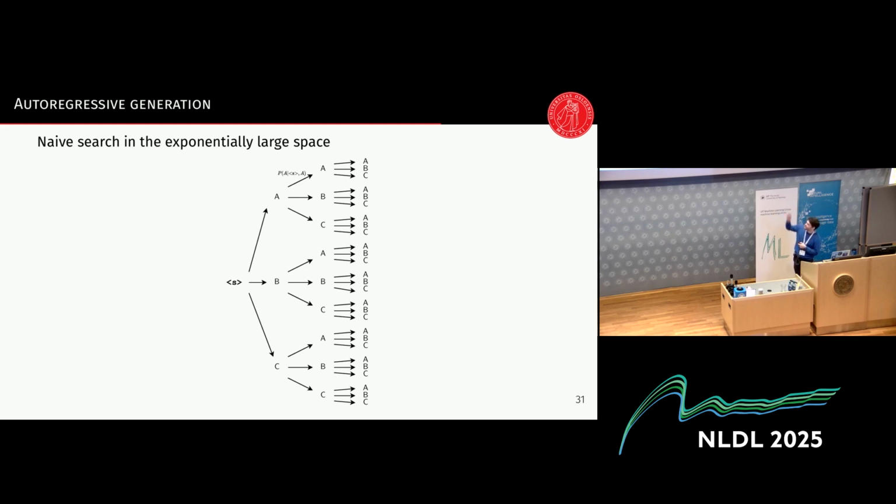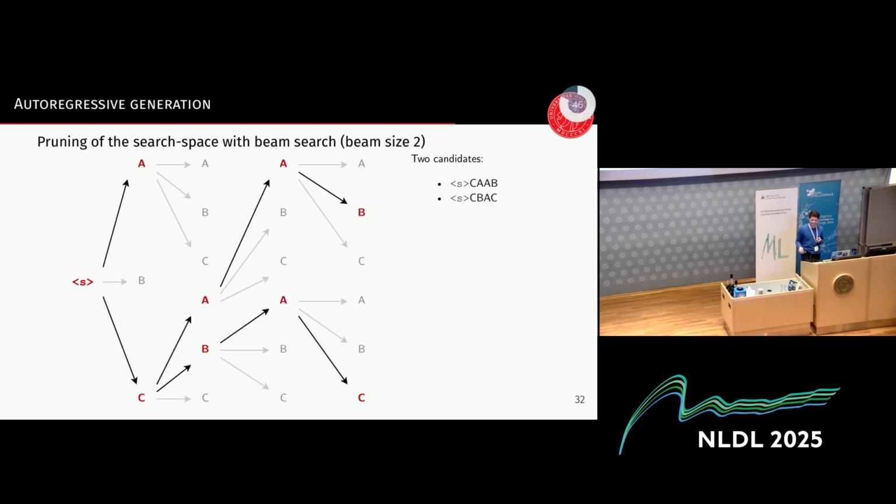And then after that, you see that it multiplies to 9 options for 2 symbols. And then for 3 symbols, it again multiplies by 3. So this is exponential, and we would have to look at the probabilities of all of these options to search for the best one, and that's just simply intractable. So what we are going to do is use the so-called beam search.